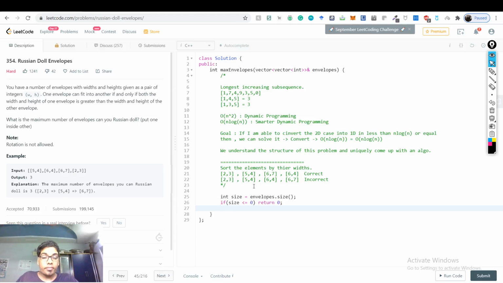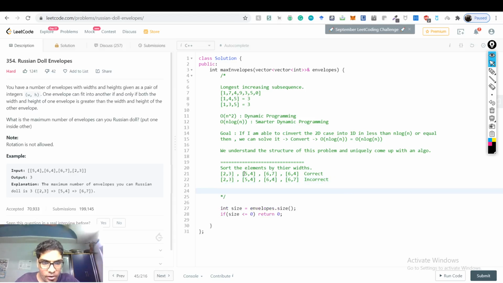Now, the first thing we need to do is sort the envelopes. So this is the first step. The second step would be, the widths are all automatically sorted.